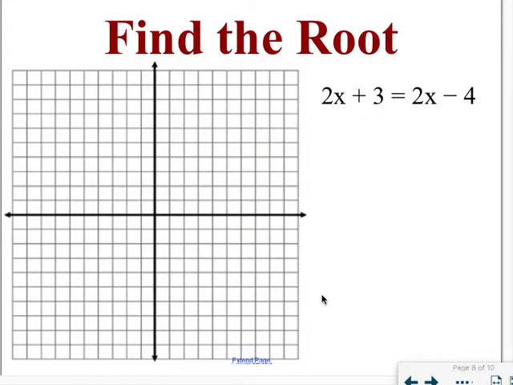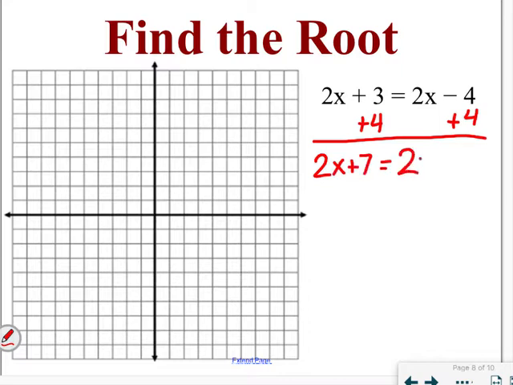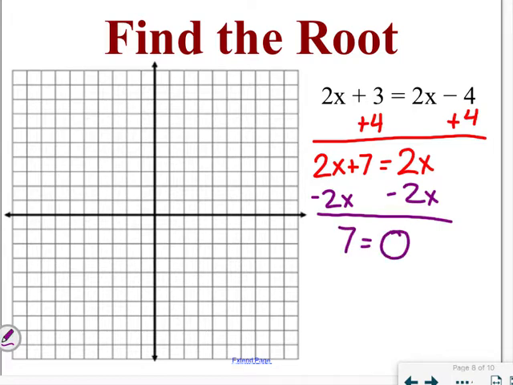The last two examples we're going to talk about are two special cases we have when we are trying to find the solution to an equation. Our goal is to try and get the equation equal to 0. So the first thing I'm going to do is move that 4 over to the other side. So I end up with 2x plus 7 is equal to 2x. We're still not equal to 0, so I'm going to move that 2x over to the other side, and we end up with 7 is equal to 0.